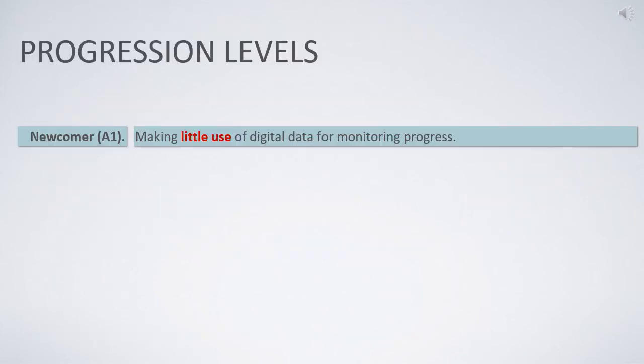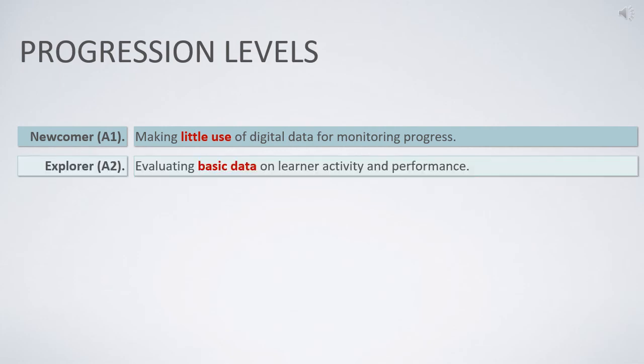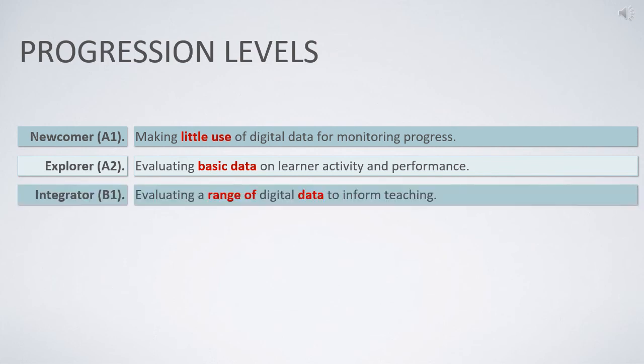Progression levels for analyzing evidence. A newcomer, making little use of digital data for monitoring progress. An explorer is evaluating basic data on learner activity and performance. An integrator is evaluating a range of digital data to inform teaching.